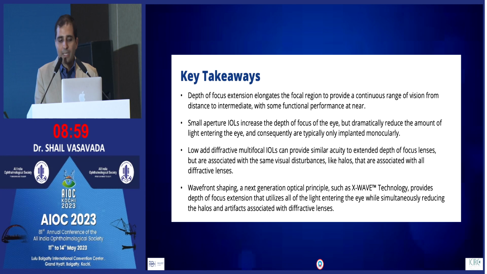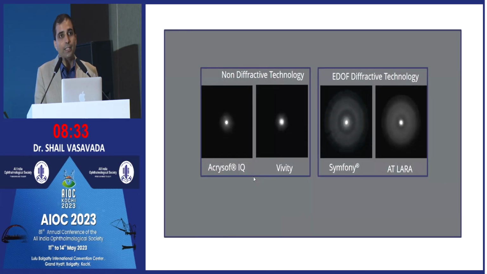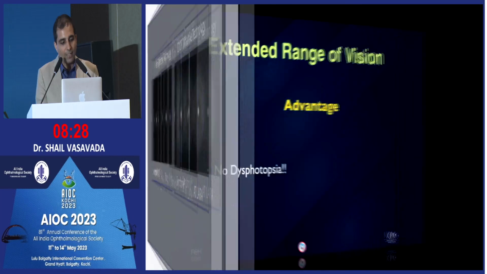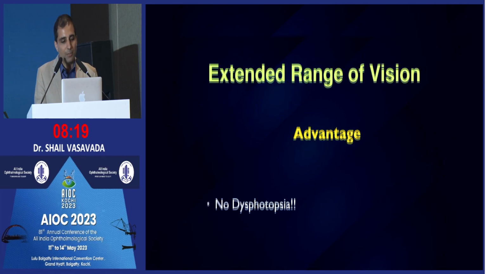There are several types of extended depth of focus IOLs, including the small aperture IOLs, which are usually suggested only for unilateral implantation, the diffractive extended depth of focus IOLs, which have the limitation of photic phenomenon, and now newer generation wavefront shaping and spherical aberration modified EDOF IOLs, which reduce or eliminate the need for rings, and therefore the dysphotopic phenomena like those seen in this slide are few and far between. So the major advantage of an extended depth of focus IOL is that there are no dysphotopsias that we need to be concerned about post-operatively.